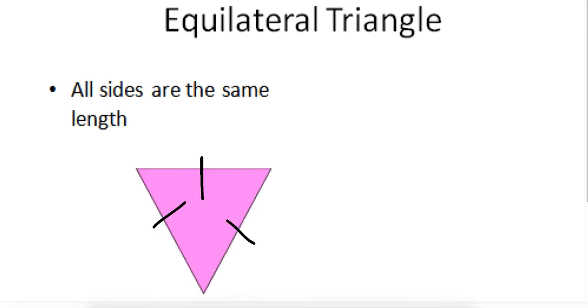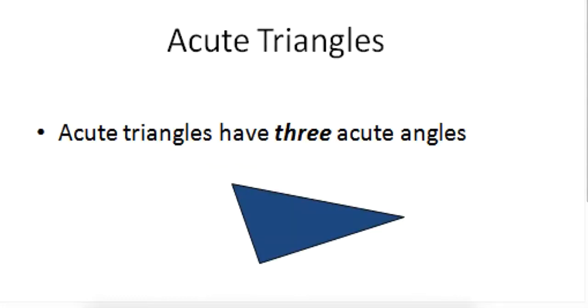The other way triangles are classified is by their angles. So acute triangles have three acute angles. Remember, acute is less than 90. So you will notice that these angles are all less than 90. Now this one looks like it could be 90, but since it's missing the square, it'd be less than 90.